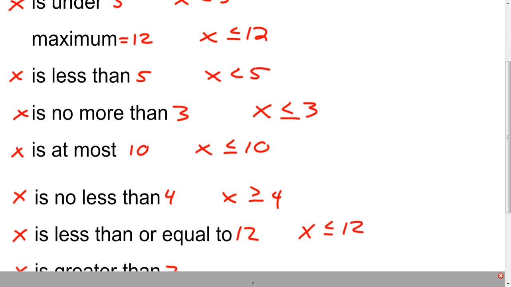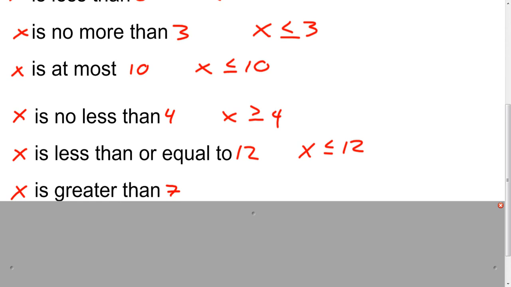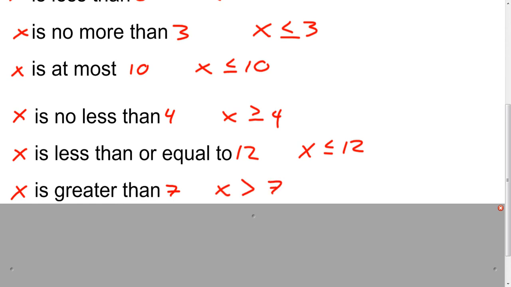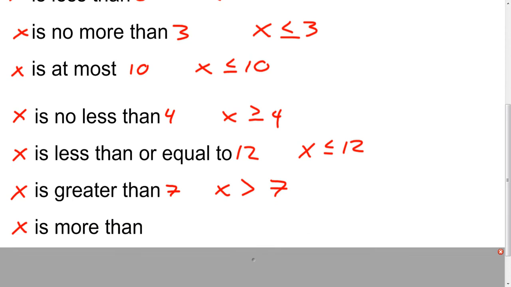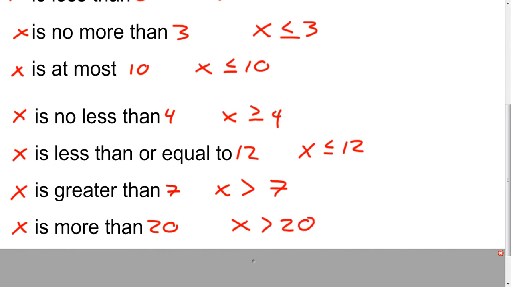x is greater than 7. Notice this is a big reason why I cross my 7s, so that it doesn't look like a greater than symbol. If I didn't have that 7 crossed, it might be confusing as to which one is greater than and which one is 7. So I always cross my 7s. x is more than 20, so it has to be greater than 20, not equal to 20.